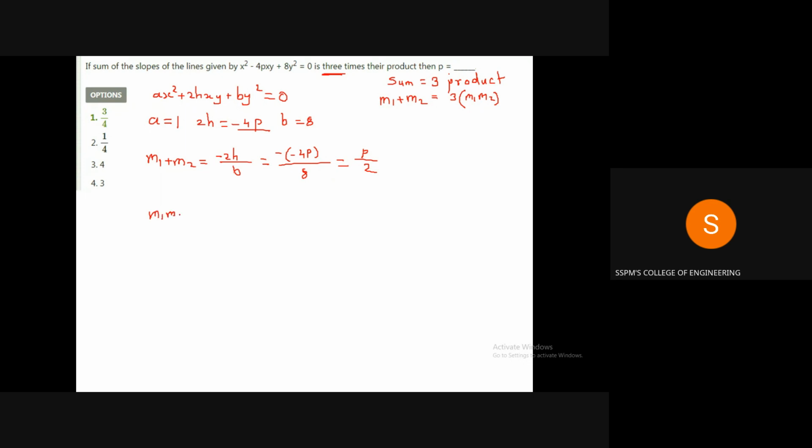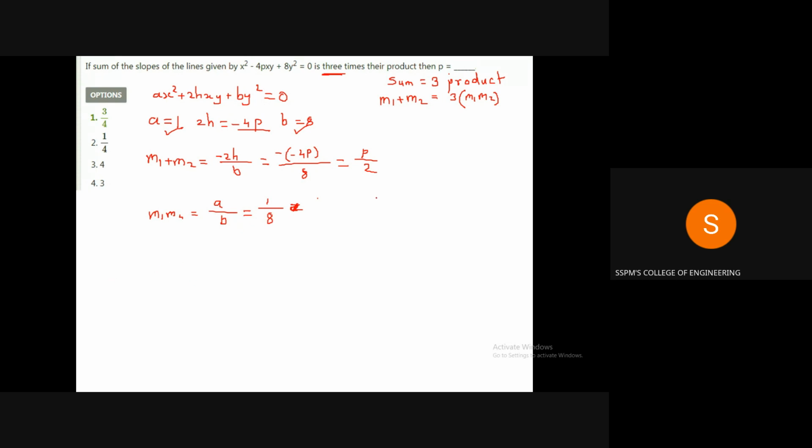Now what is m1 m2? Remember these formulas. m1 m2 is a by b. What is the value of a? It is 1. Now what is the value of b? It is 8. So 1 by 8. So the value of m1 m2 is 1 by 8.